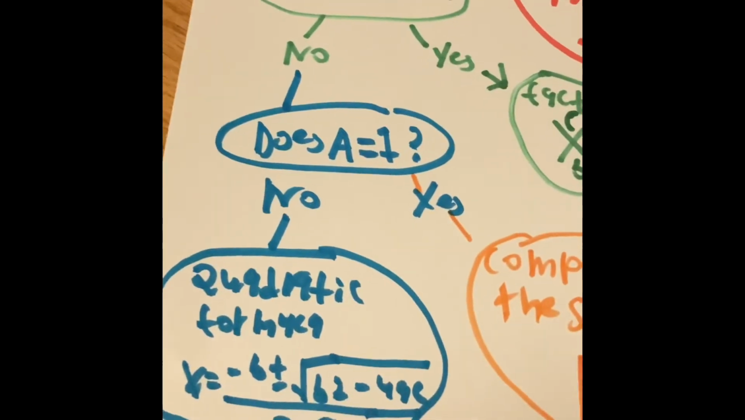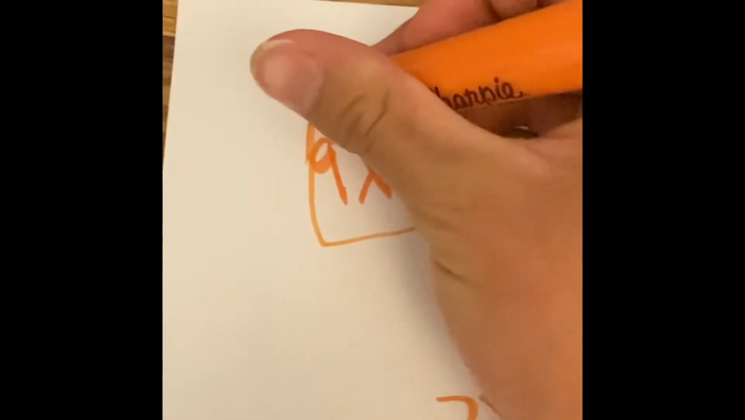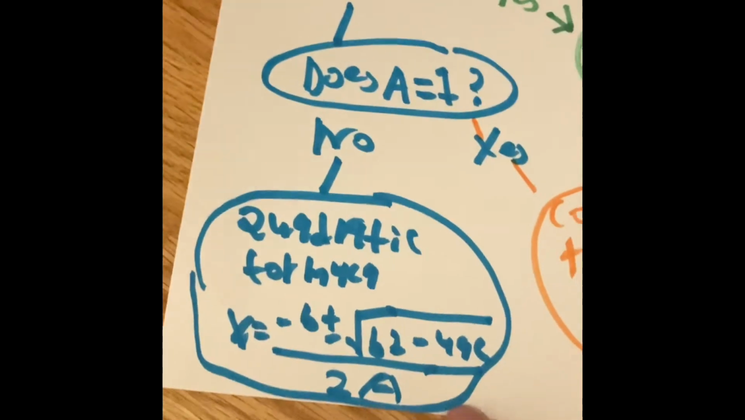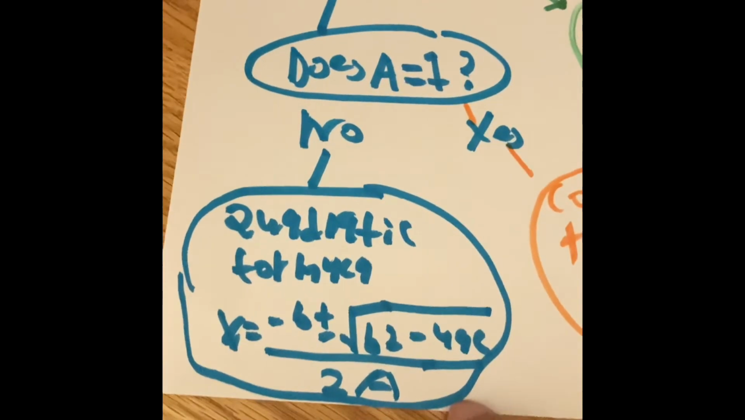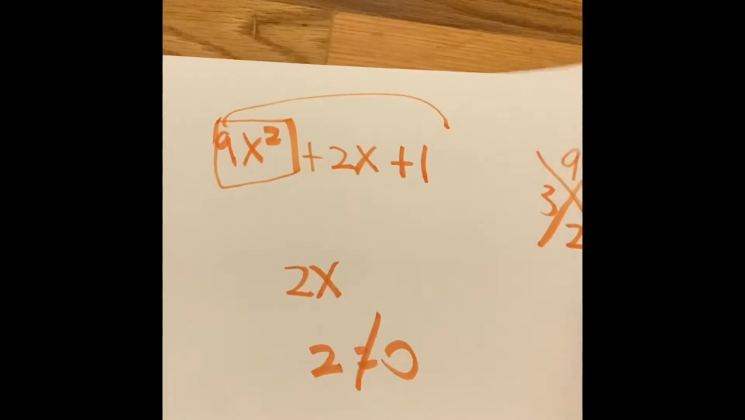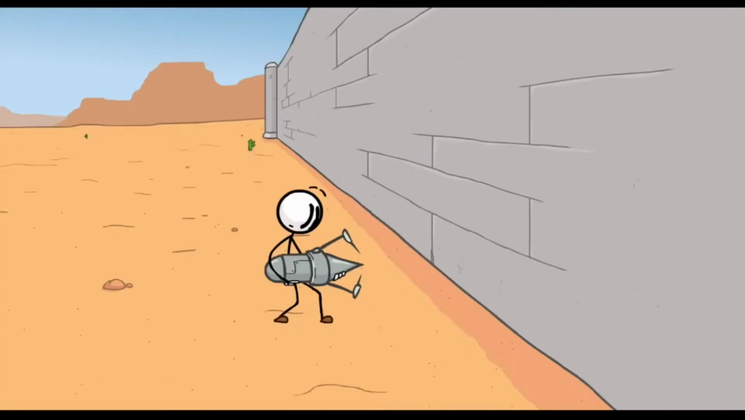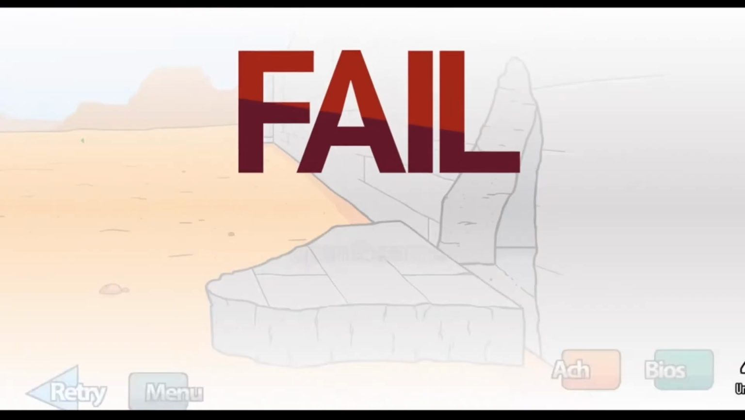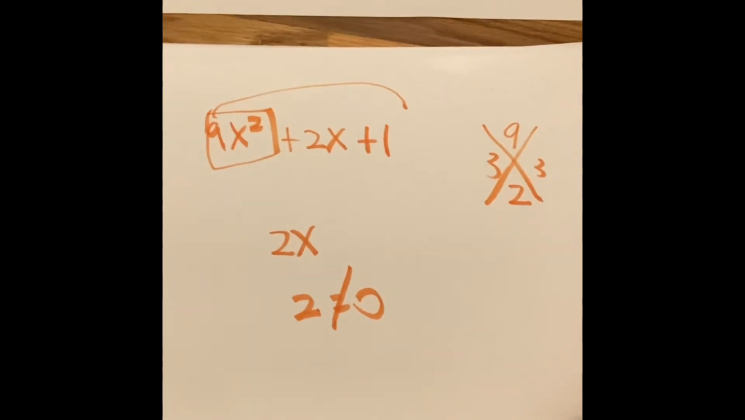Does our a value equal 1? Our a value is right here, but it equals 9, not 1. So completing the square is not an option. In this case, we have to use the quadratic formula to try and figure it out. So that is this one. Let's move on to the next scenario.